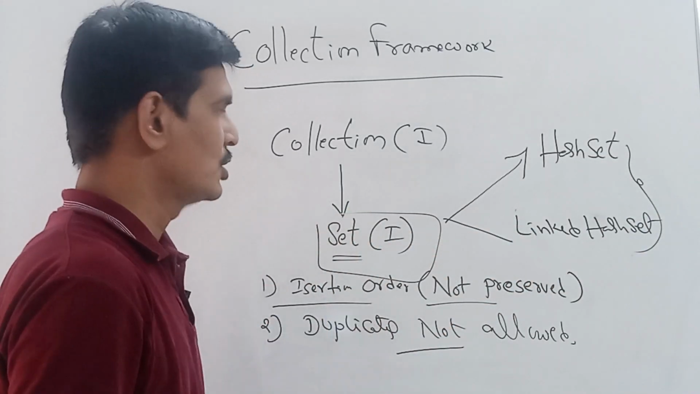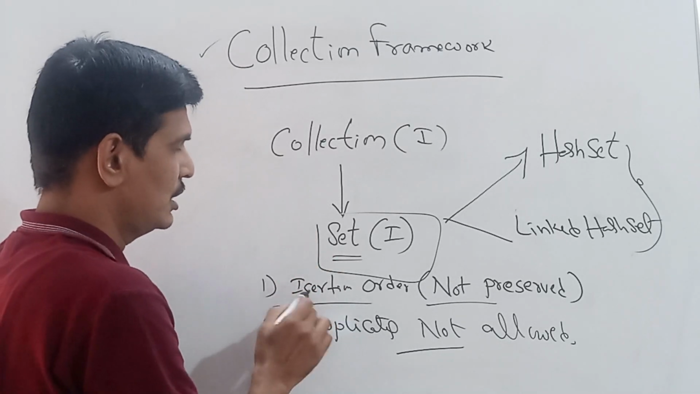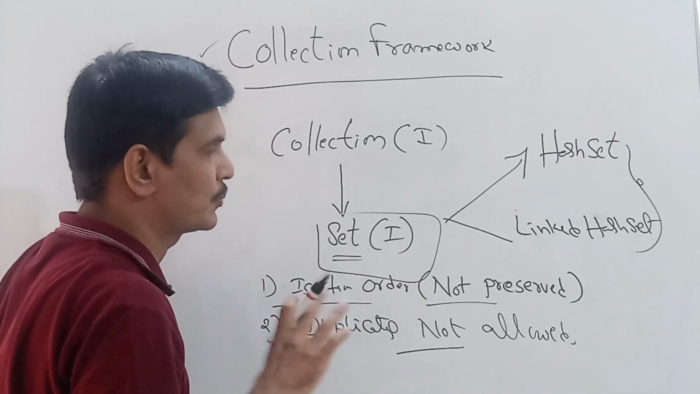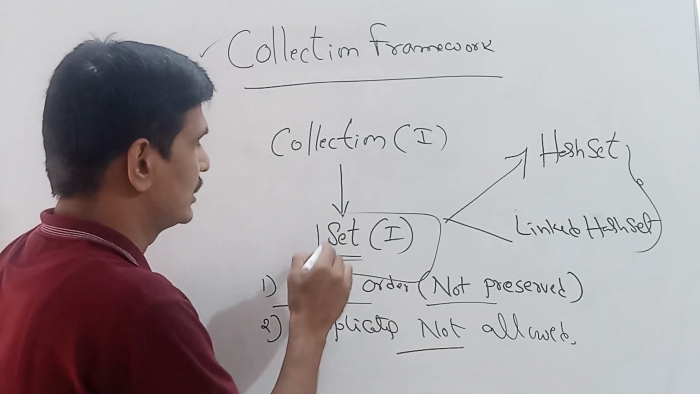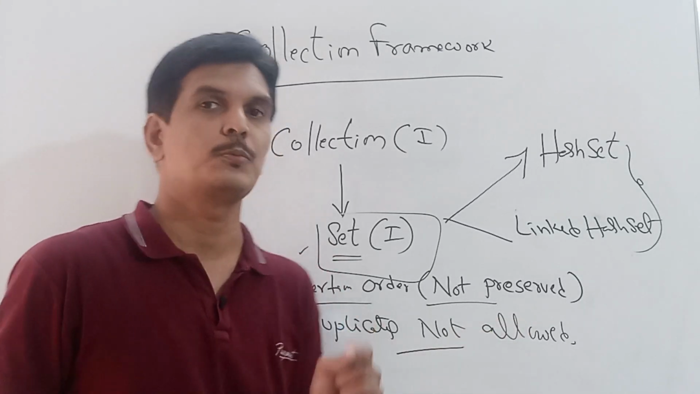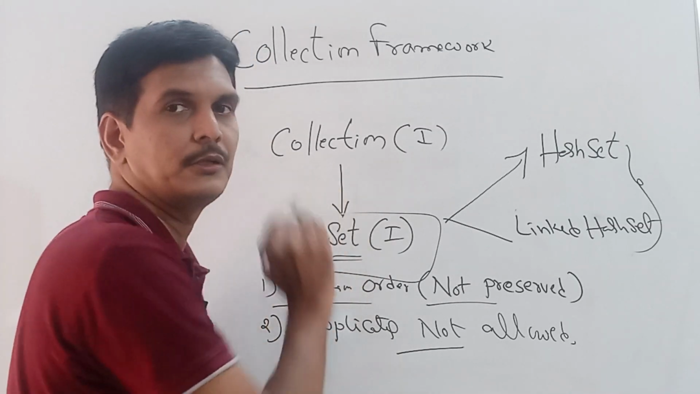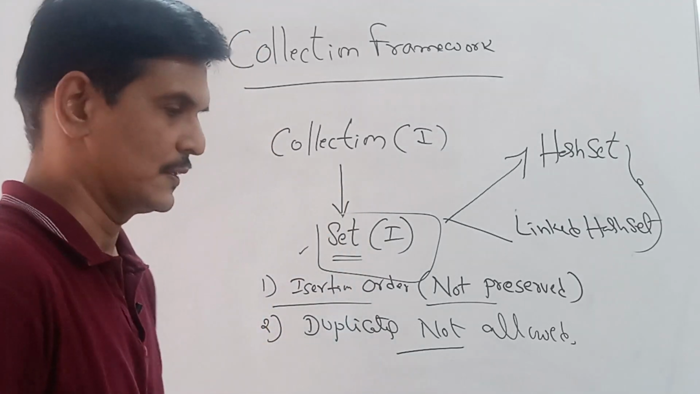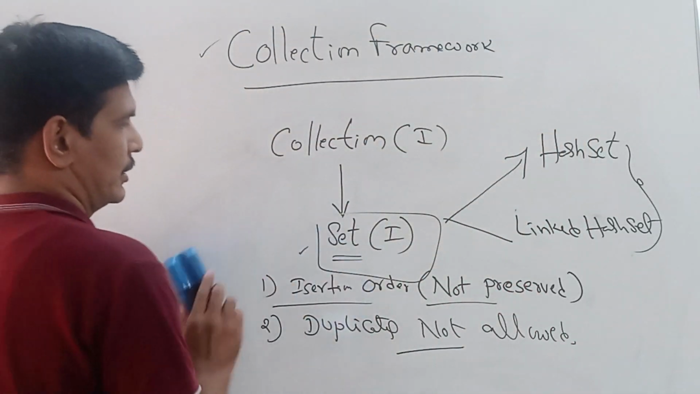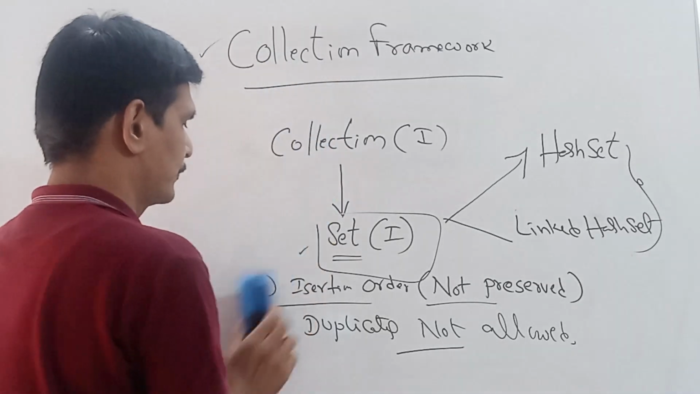So the set interface can be used whenever the insertion order is not preserved. If we don't want to preserve any insertion order, then we can go for the set. And duplicates are also not allowed in the set. With these two criteria, we can prefer to use the set interface. So this is one more interface which is part of the collection interface.